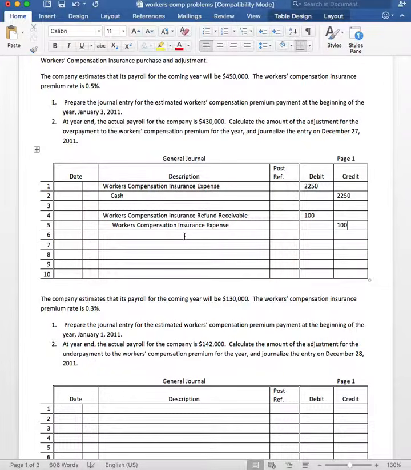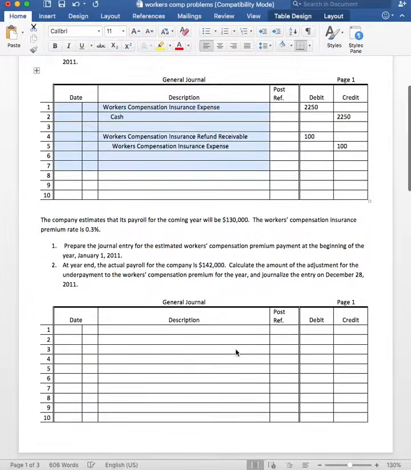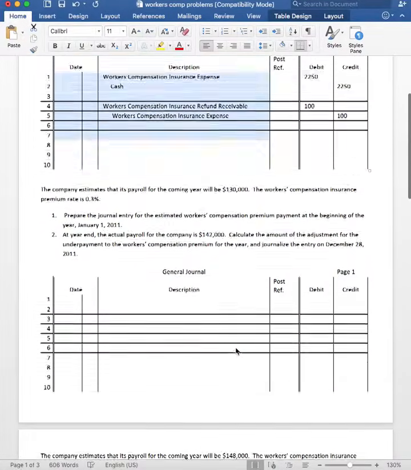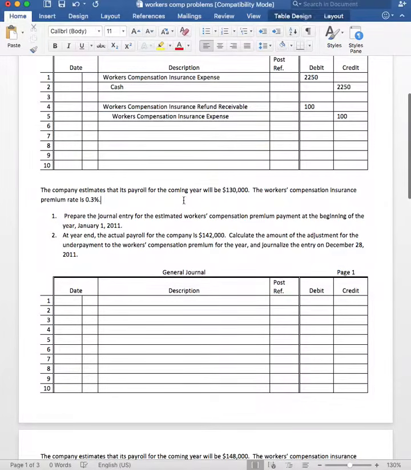The second scenario is going to work very similar to this first scenario, except we will not be receiving a refund. We will have to purchase more workers' compensation insurance because we did not purchase enough the first time around. Don't forget your dates as well, please. All right, scenario 2. The company estimates that payroll for the coming year will be $130,000. Workers' compensation insurance premium rate is 0.3% in this case. Must be a slightly safer job.